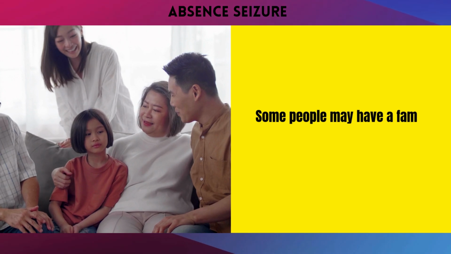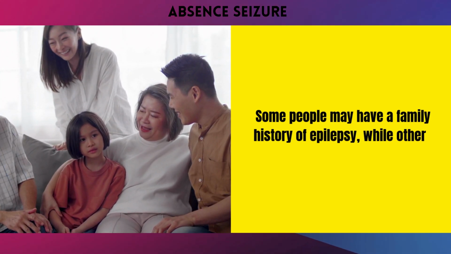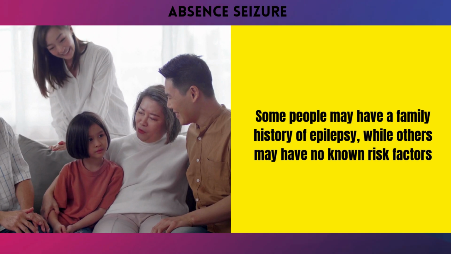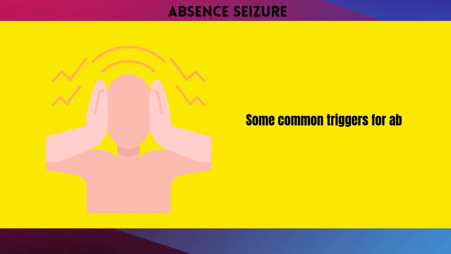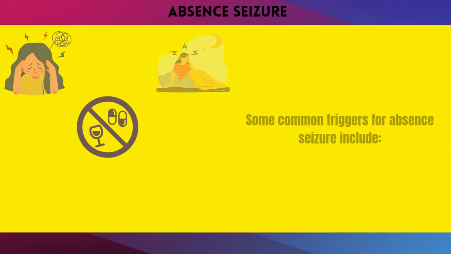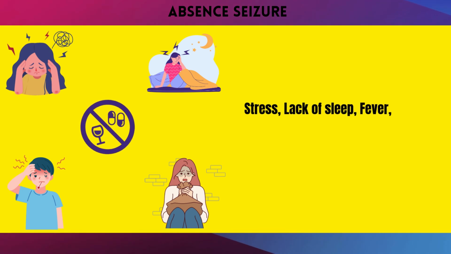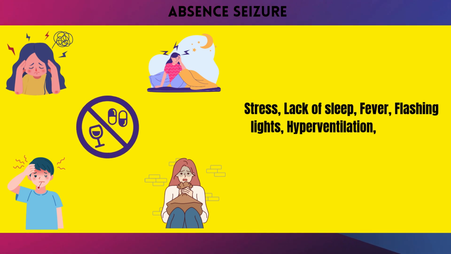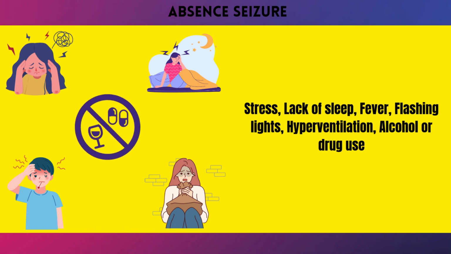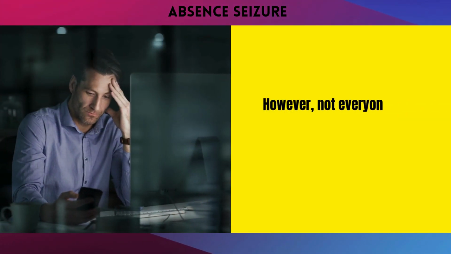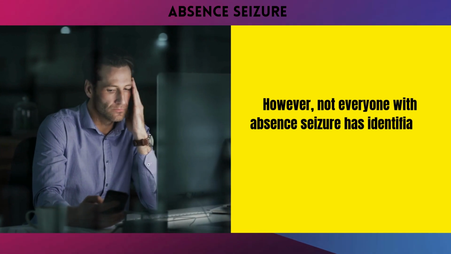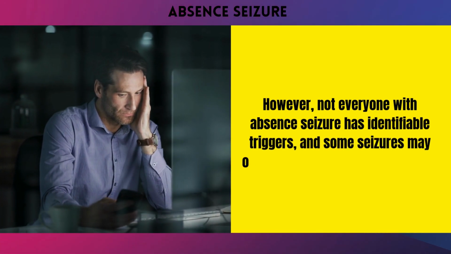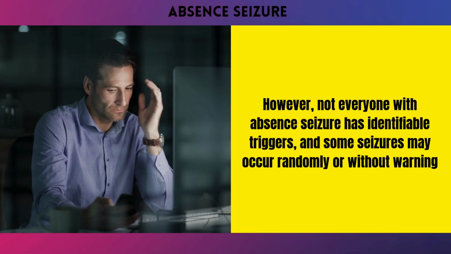Some people may have a family history of epilepsy, while others may have no known risk factors. Some common triggers for absence seizure include stress, lack of sleep, fever, flashing lights, hyperventilation, alcohol or drug use. However, not everyone with absence seizure has identifiable triggers, and some seizures may occur randomly or without warning.